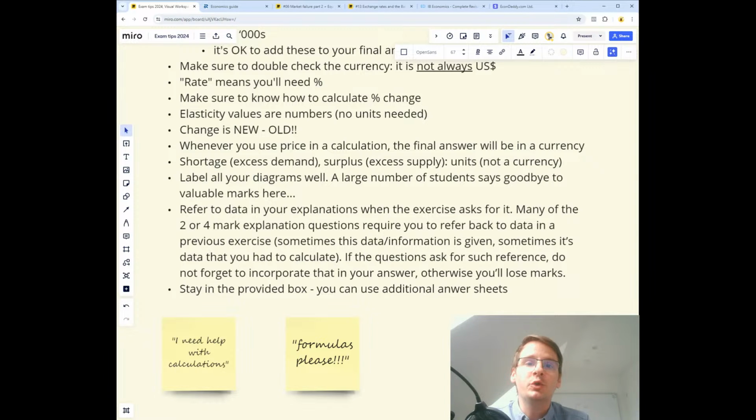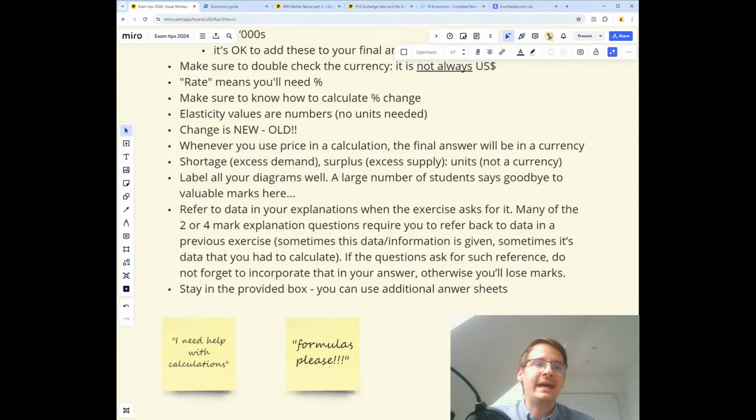Otherwise, you will lose marks, especially for theoretical questions where you have to explain a theory in a couple of sentences and you forget to refer back to the data. If there are no numbers in that answer, you will lose marks. And of course, try and stay in the box provided, because you will have additional answer sheets if you need them.